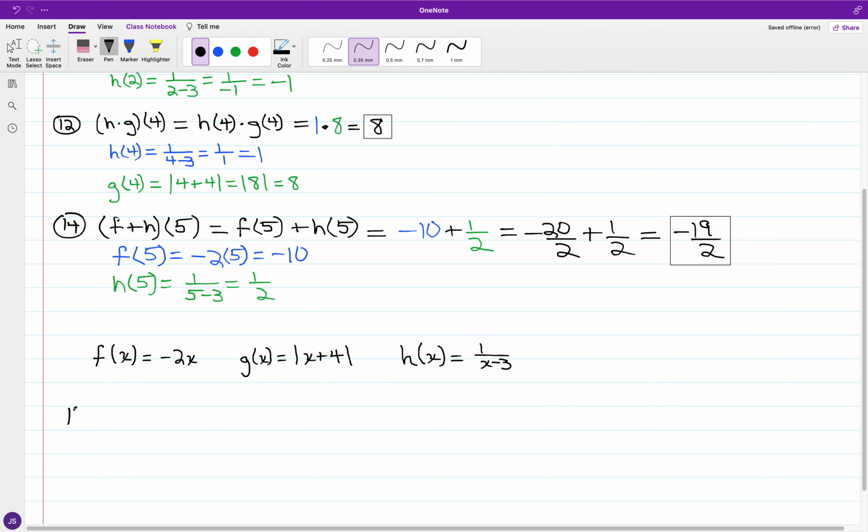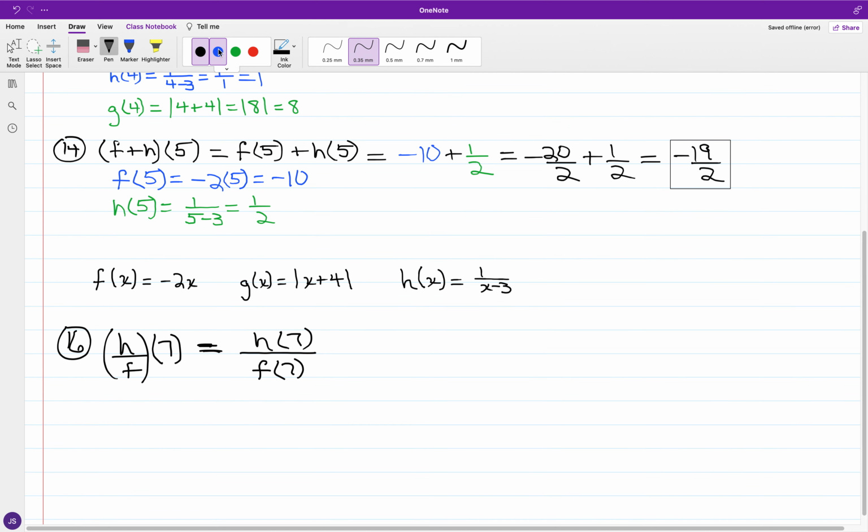And now we have h over f of 7, and expanding on out. Okay, so the quotient function h over f of 7, we can expand this out as a quotient attained from dividing h of 7 by f of 7. And so we have with h of 7, 1 over 7 minus 3, and so this will be 1/4.